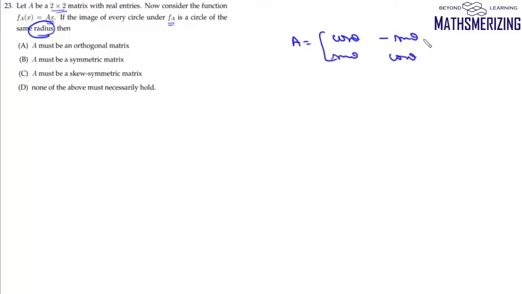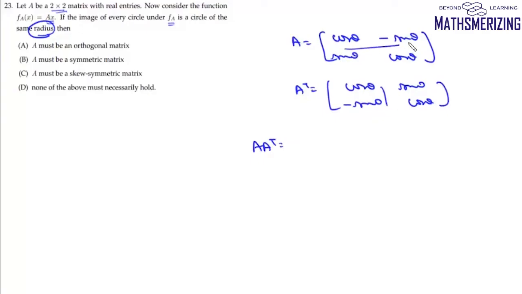and sin theta, cos theta. Now if we take A transpose, it will be cos theta, sin theta, and then minus sin theta, cos theta. Now we'll multiply them, A into A transpose, then it'll be cos square theta plus sin square theta, so it'll be 1, and then cos theta sin theta minus sin theta cos theta, 0. Again here it'll be 0, and then finally it'll be sin square theta plus cos square theta, which is 1. So A into A transpose is equal to I. That means A must be an orthogonal matrix, and that's your option number A.